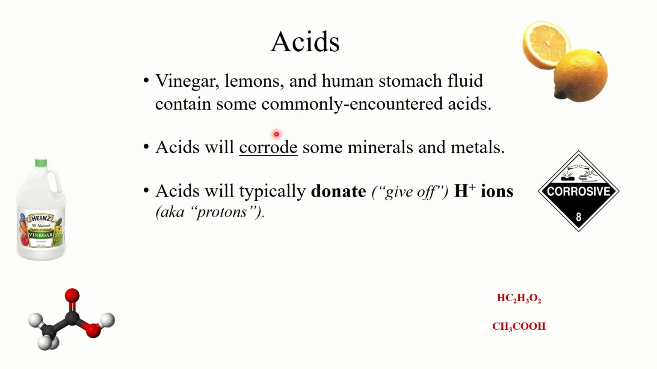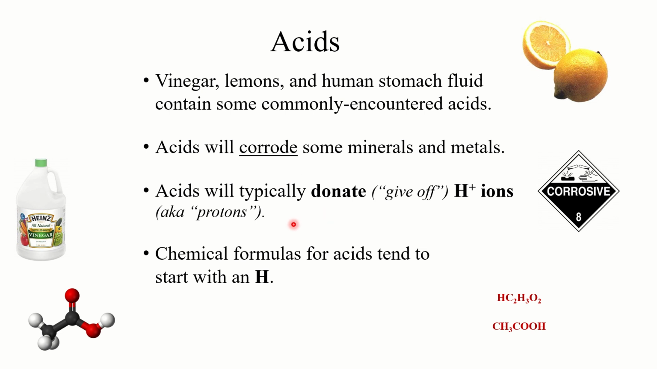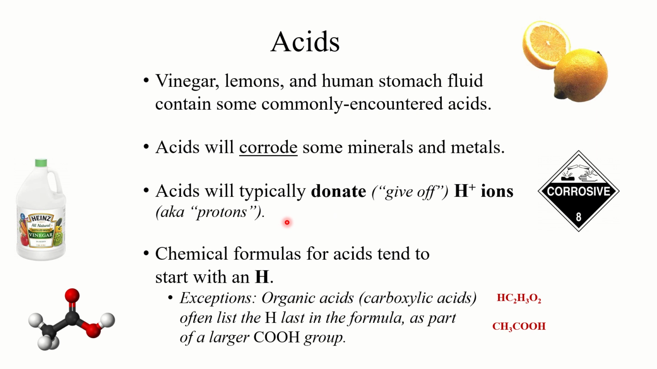Acids will typically donate or give off H plus ions, also known as protons, and we'll explain this a little bit more later. Chemical formulas for acids almost always start with an H. The only exceptions you may see are organic acids, sometimes referred to as carboxylic acids, which may list the H last in the formula as part of a larger COOH group.